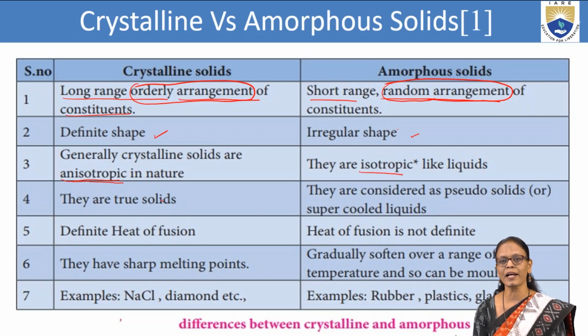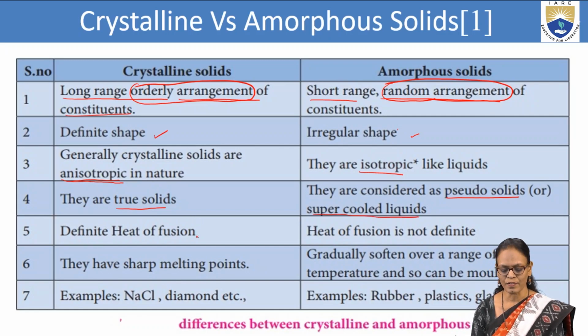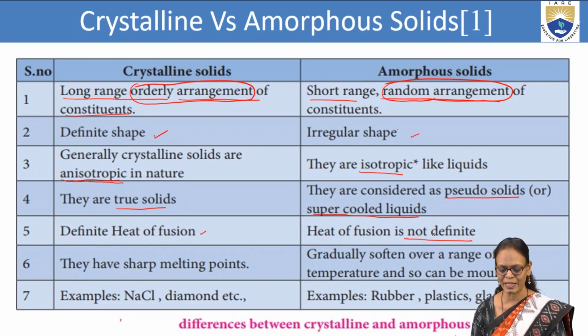And here they are true solids. A solid means it is a solid, but amorphous solids, we call them solids, but they are pseudo solids, or we also call them supercooled liquids. And crystalline substances have a definite heat of fusion, whereas here the heat of fusion is not definite, like we have seen for melting point also.